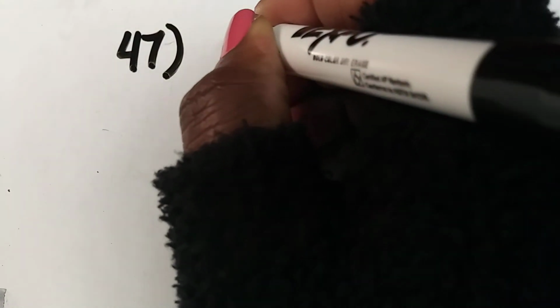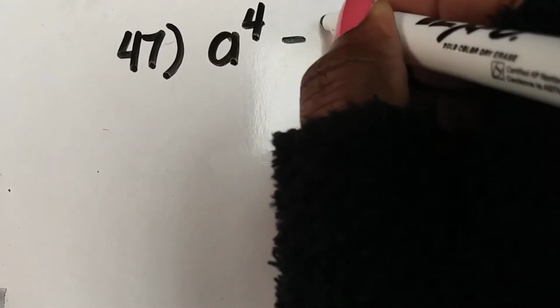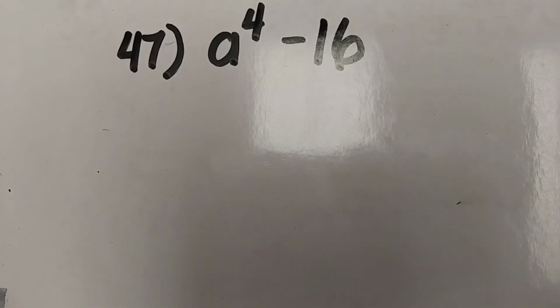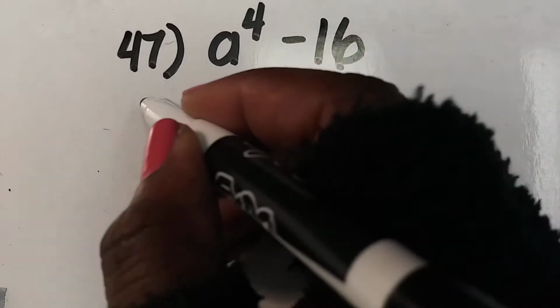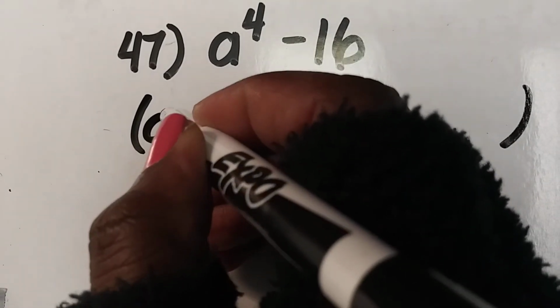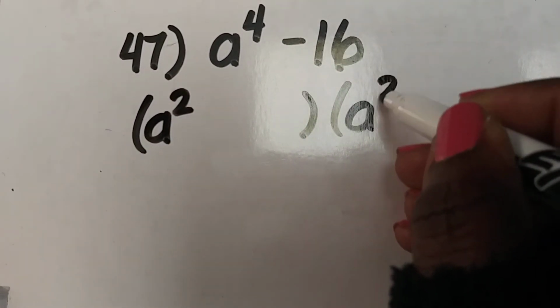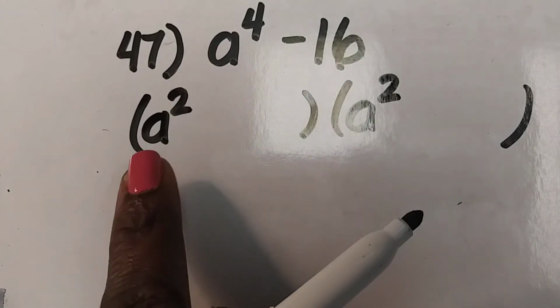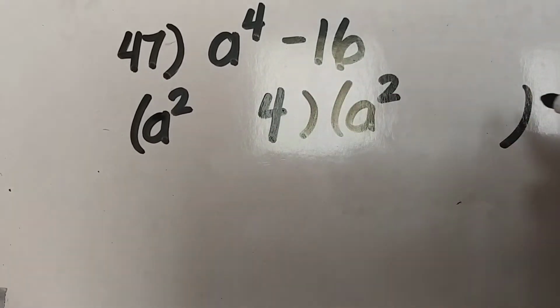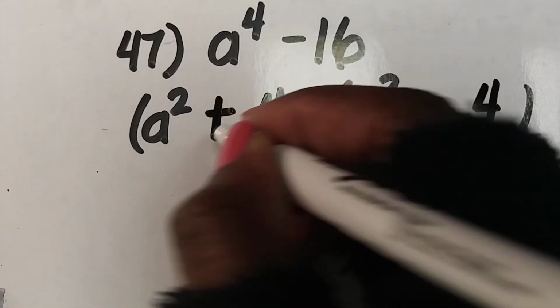Number 47. It says factor each polynomial completely. I have a to the 4th minus 16. Now, I can take the square root of both parts. So let's do that. Square root of a to the 4th is a squared, so I got a squared and a squared. All you're doing is splitting that a to the 4th in half. Square root of 16 is 4. And then the signs are going to be different.